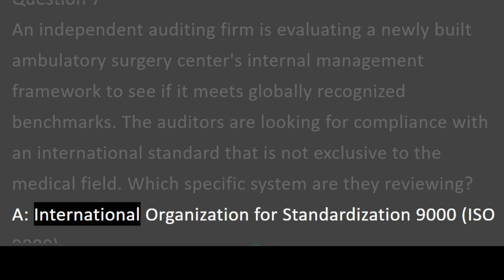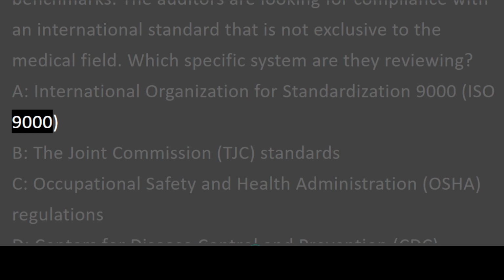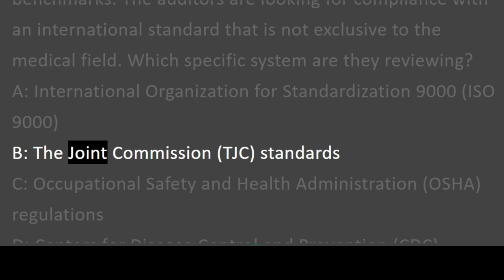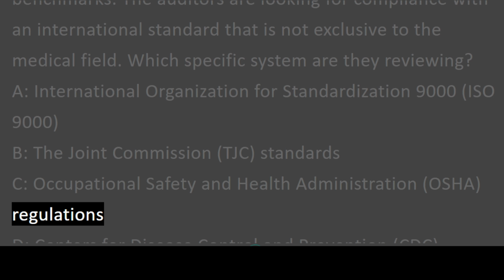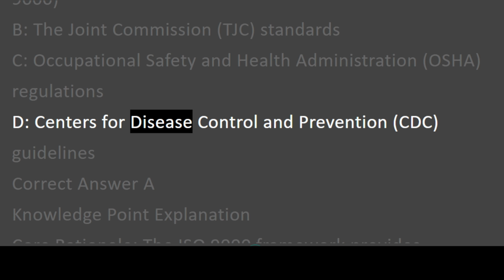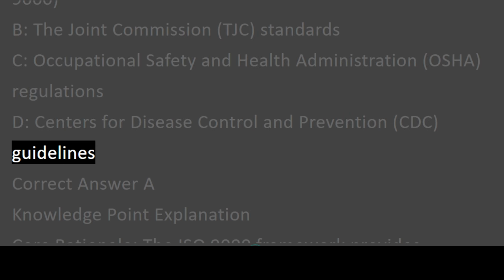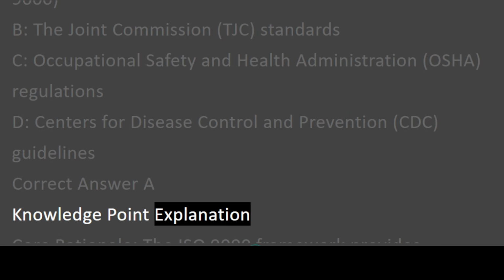A. International Organization for Standardization 9000, ISO 9000. B. The Joint Commission, TJC, Standards. C. Occupational Safety and Health Administration, OSHA, Regulations. D. Centers for Disease Control and Prevention, CDC, Guidelines. Correct answer A.